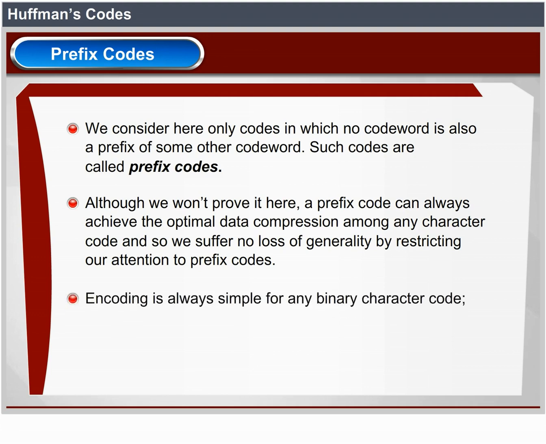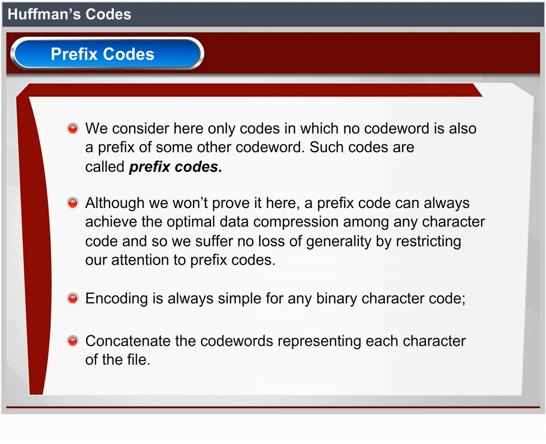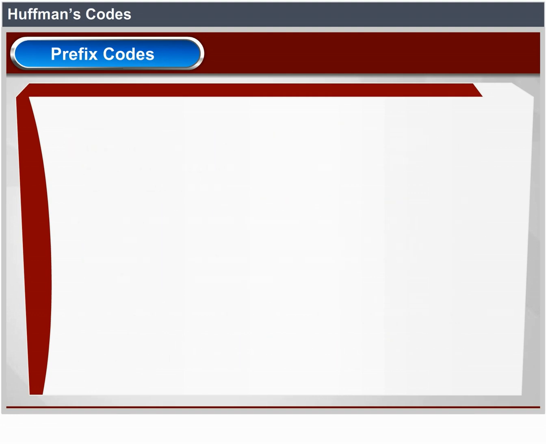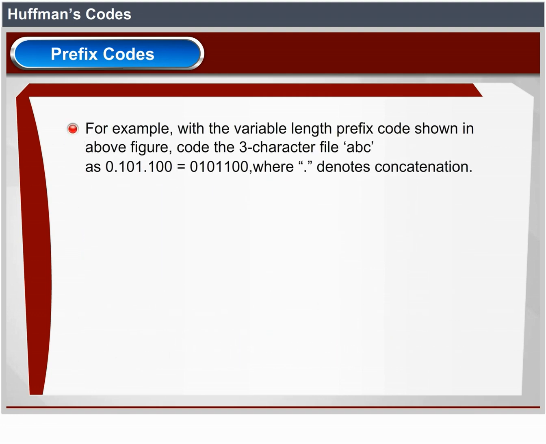Encoding is always simple for any binary character code. Concatenate the code words representing each character of the file. For example, with the variable length prefix code shown in this figure, we code the 3-character file ABC as 0.101.100, which equals 0101100, where the dot denotes concatenation.